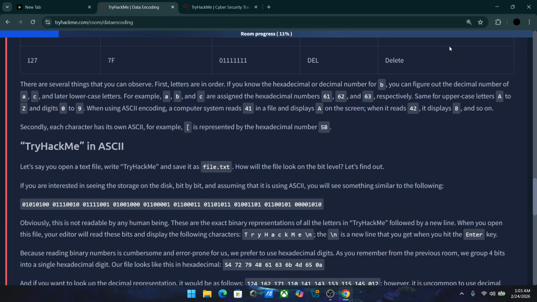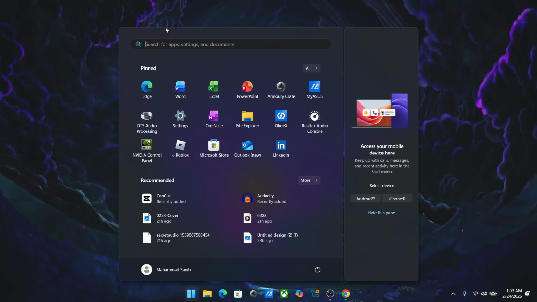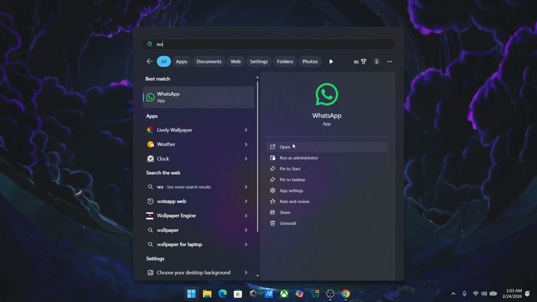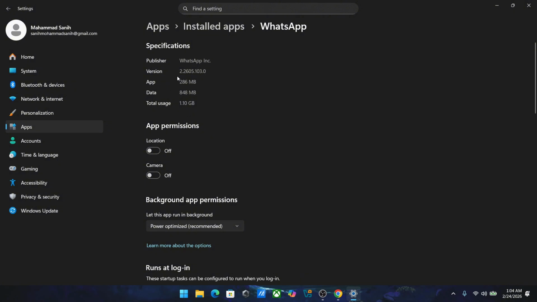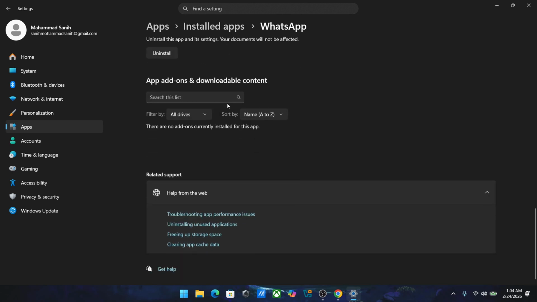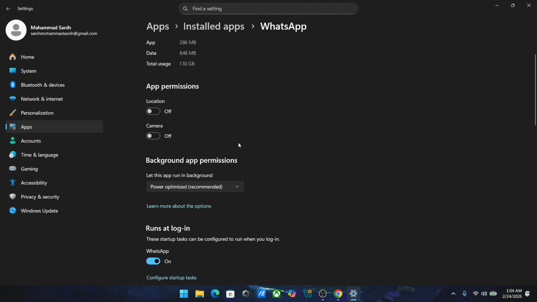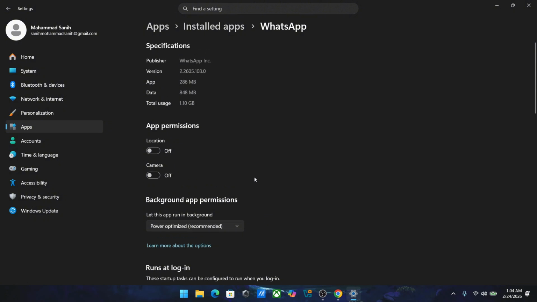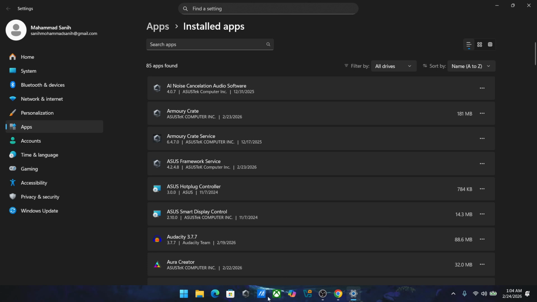Wait a sec. What's up, app setting? How the hell am I supposed to do that?